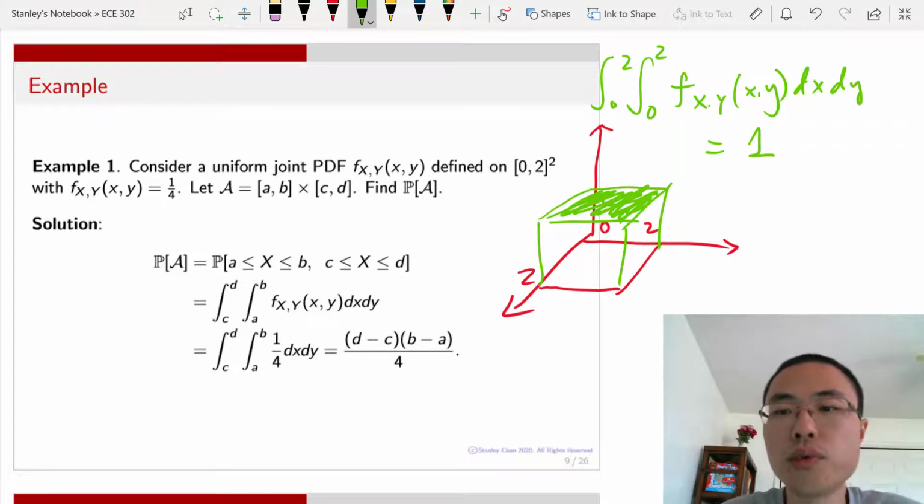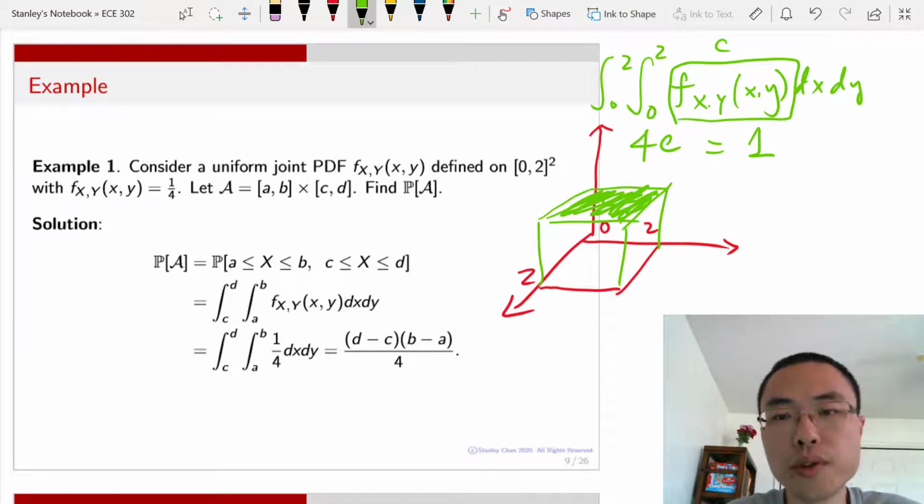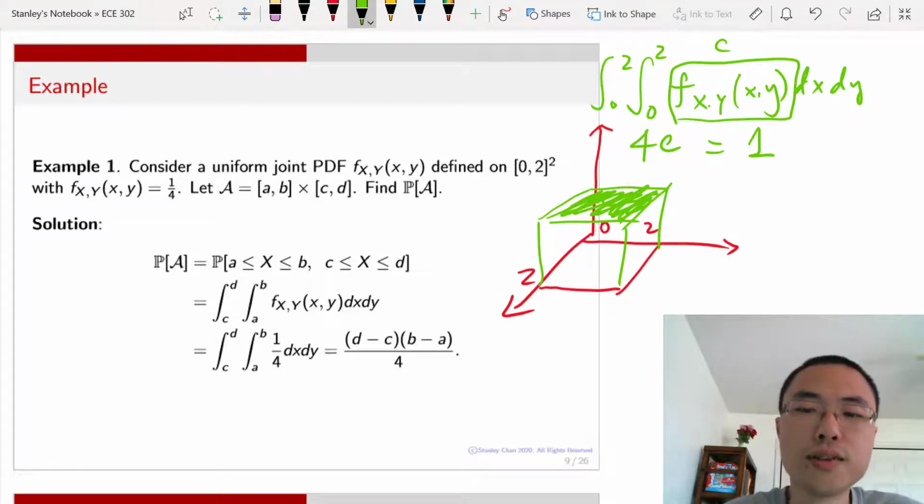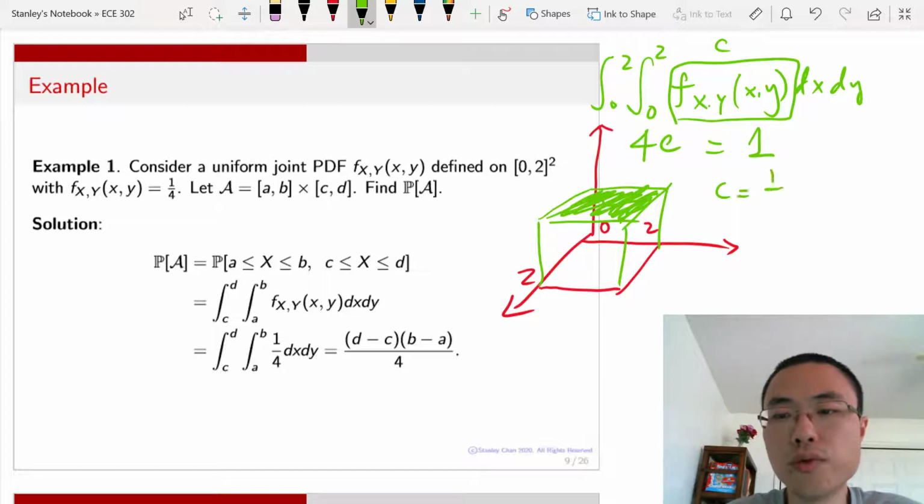And now you ask, what is that number? That number, since this is uniform, is just a constant c. So you know that 4c equals 1, right? Because you integrate this constant c, you integrate x from 0 to 2 and y from 0 to 2. That's eventually just calculating the area under the curve, okay? So that will give you an area of 4. And so you calculate c, so c equals 1 over 4. So that would be the height. The height would be 1 over 4.